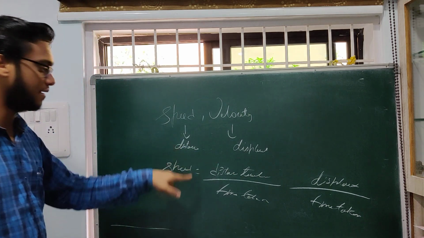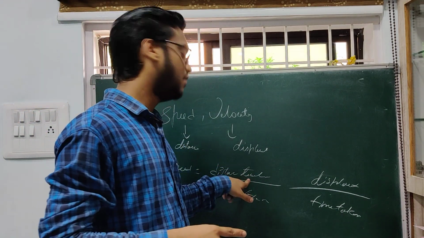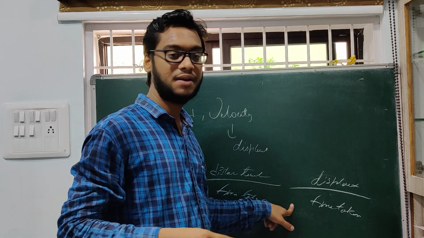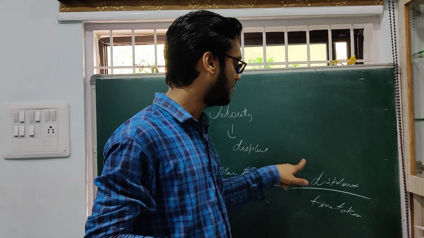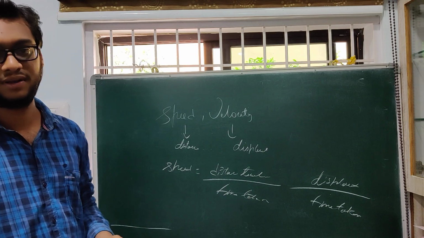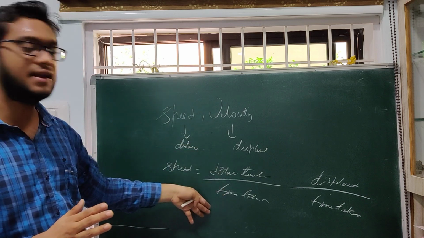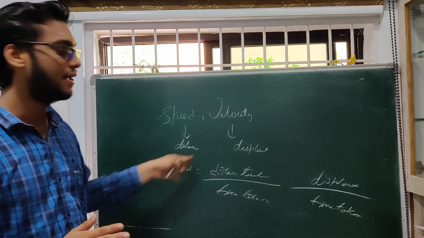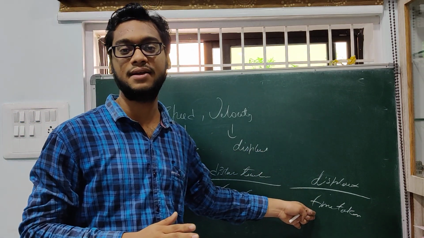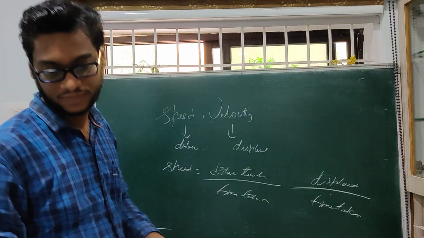Now speed is easy to remember. Speed is distance traveled by time taken, and velocity is displacement by time taken. Getting? It's easy to remember, right? When you go logically, speed is distance and velocity is displacement, so you can easily write that formula also. So this is about distance and displacement.